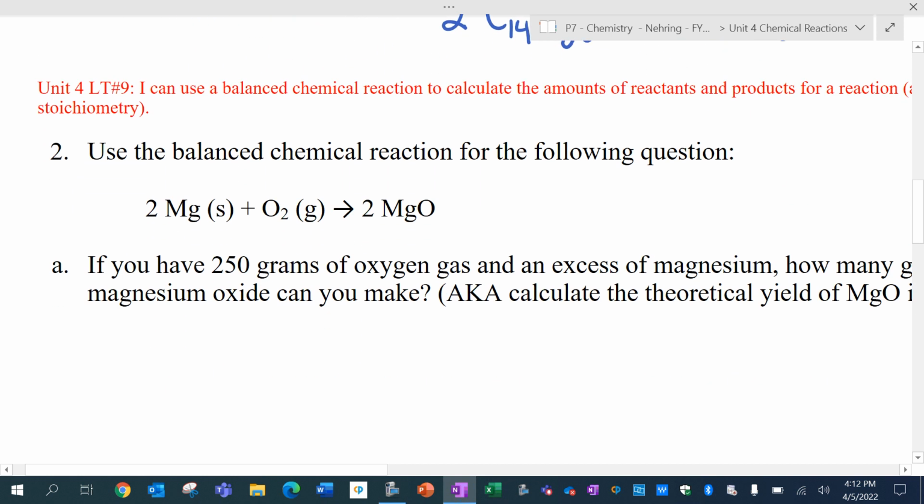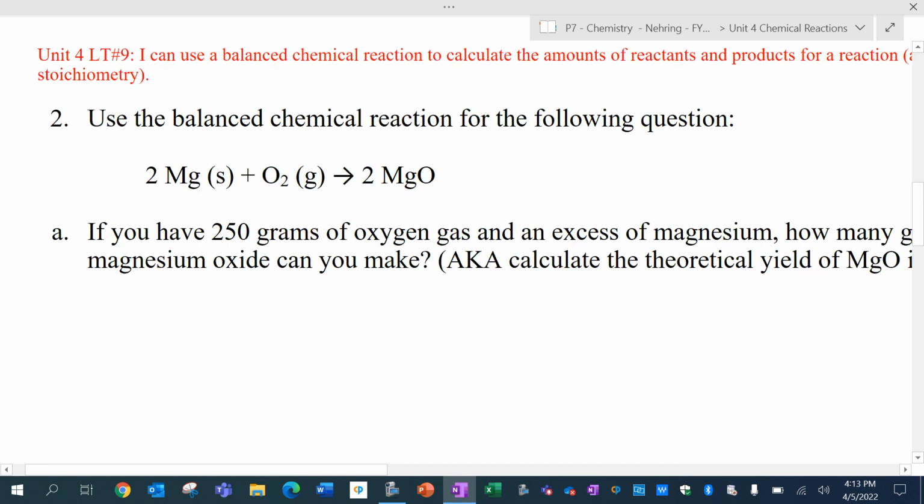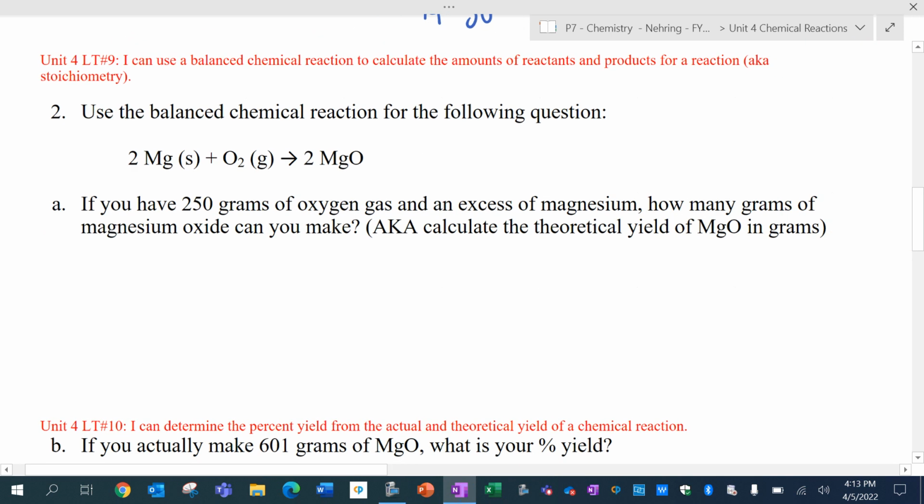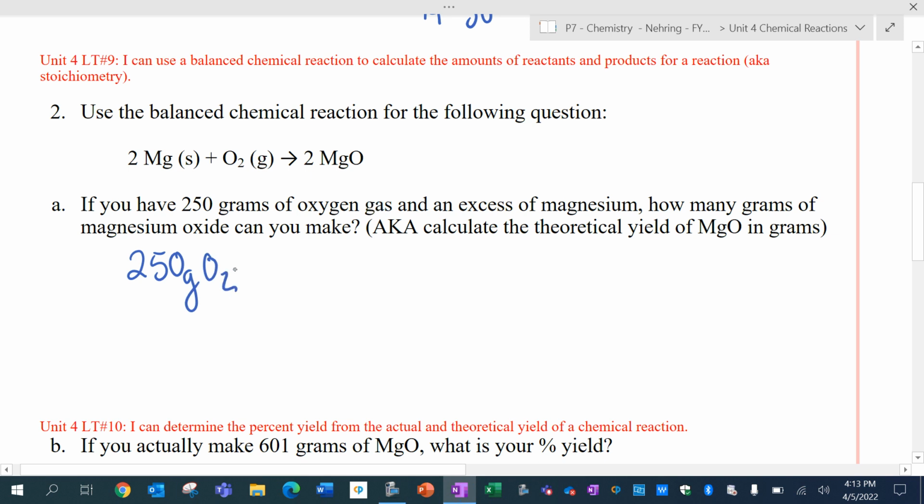All right. So now let's talk about applying this to what we call a stoichiometry problem. So let's say here we've got a balanced chemical equation given already. So it tells us every 2 moles of magnesium is going to react with 1 mole of oxygen to make 2 moles of magnesium oxide. And our question is, if we have 250 grams of oxygen gas, how many grams of magnesium oxide can we make? So you want to do a calculation here, stoichiometry.